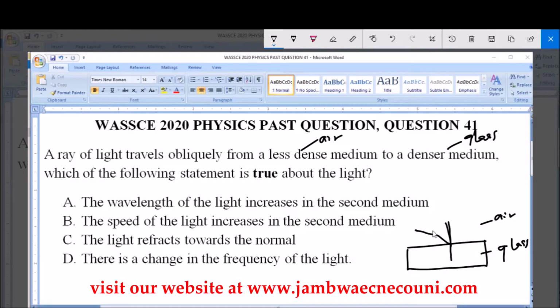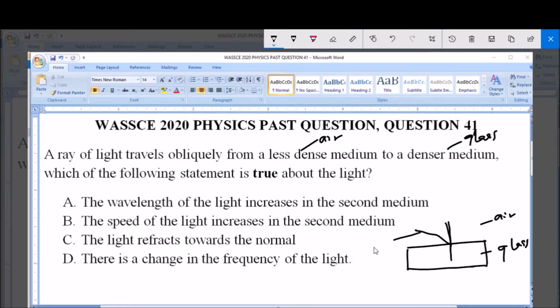Now it will be observed that this ray here is known as the incident ray. We call it the incident ray, and this angle is the angle of incidence. Now, as this ray of light passes from a less dense medium, which is the air, to a denser medium, which is glass, this ray of light will bend towards the normal. It will bend towards the normal, so that the angle will be lower than the angle of incidence. Now this phenomenon is what we call refraction.